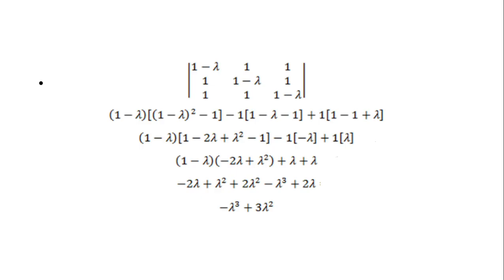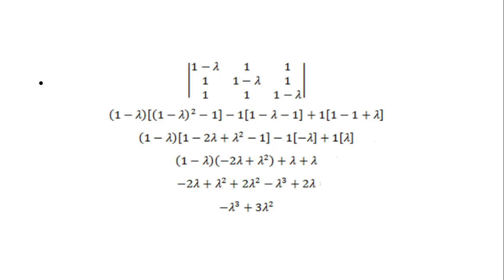Next, the third value with a plus sign. In the first row, the third value is 1. So, plus 1. Here you should not consider the first row and third column. We get 1, 1 minus lambda, 1, 1. So, multiply the cross values, 1 into 1, we get 1 minus 1 minus lambda. So, we have to write it with the opposite sign. So, minus 1 plus 1.